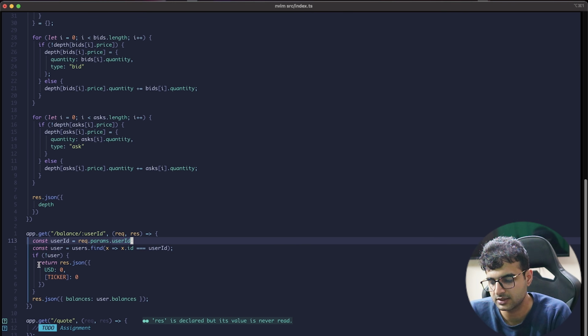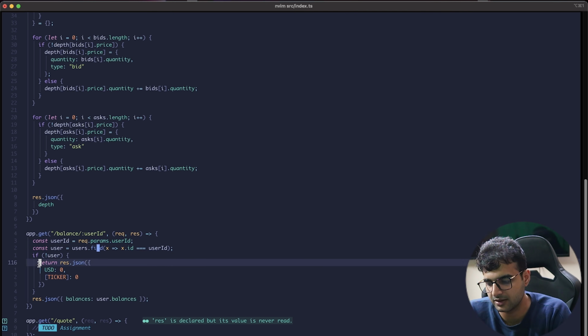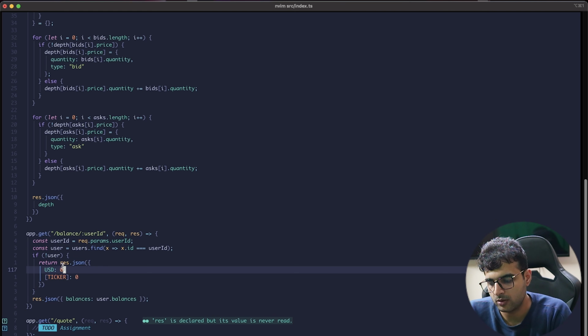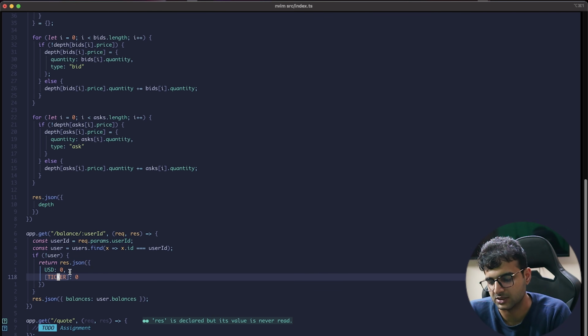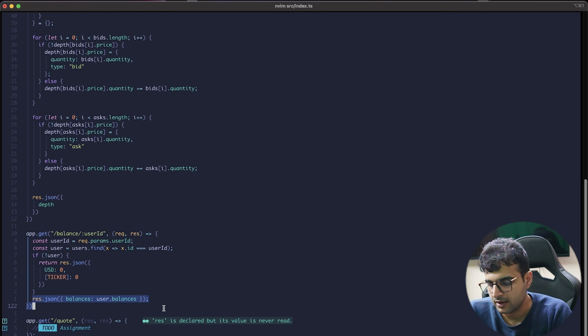If the user does not exist, which means as you saw initially, we only had 2 users. If someone sends an ID of 5, we return them an empty balance on both USD and Google. This bracket ticker bracket close basically means this will be replaced by Google. And if that user does exist, we simply return the balance of that user.